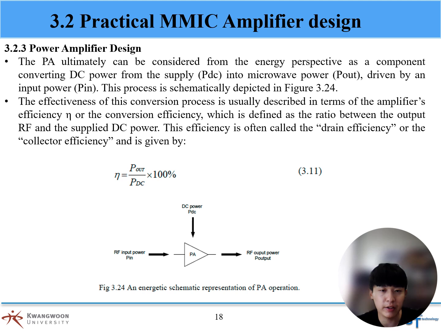The effectiveness of this conversion process is usually described in terms of the amplifier's efficiency, or the conversion efficiency, which is defined as the ratio between the output RF and the supplied DC power. This efficiency is often called the drain efficiency or the collector efficiency and is given by the next formula.